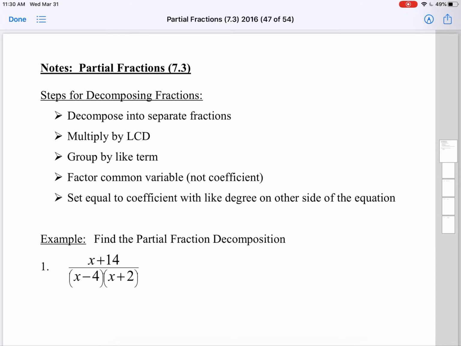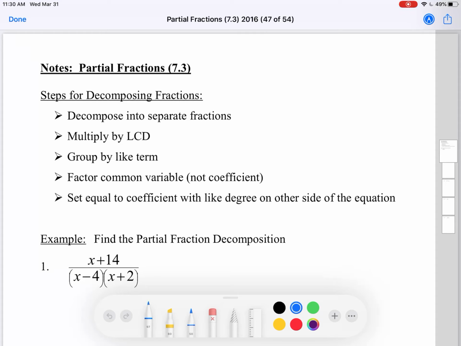To get started, the steps for decomposing fractions are to decompose into separate fractions, multiply by the LCD, that is our least common denominator, group by like terms, factor the common variable and not the coefficient. We will talk about that today, but that is an important detail when we go into our notes. And then set equal the coefficients with like degree on the other side of the equation.